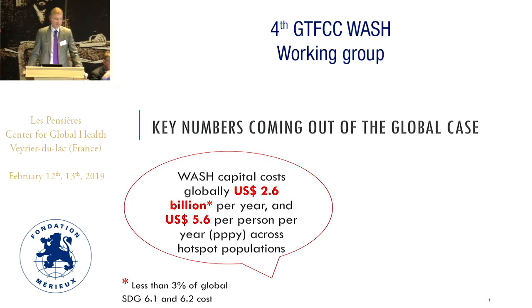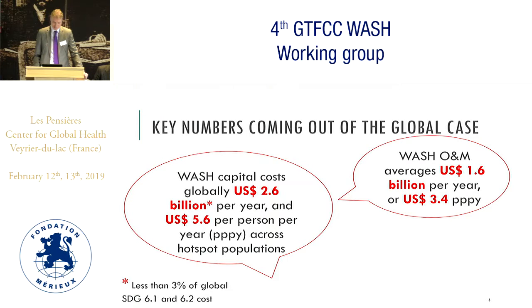Melissa presented some of the key results earlier, so I won't dwell on this for too long. But these are numbers that we can start using as global advocates of cholera elimination. We have roughly $2.6 billion per year, which represents less than 3% of the global SDG 6.1 and 6.2 cost. This is about $5.6 per person per year for capital costs across hotspot populations. Going from the billions down to $5.6 per person, it's starting to sound more doable, more feasible. In terms of the O&M costs, it's around $1.6 billion, at around $3.4 per person per year in hotspots.